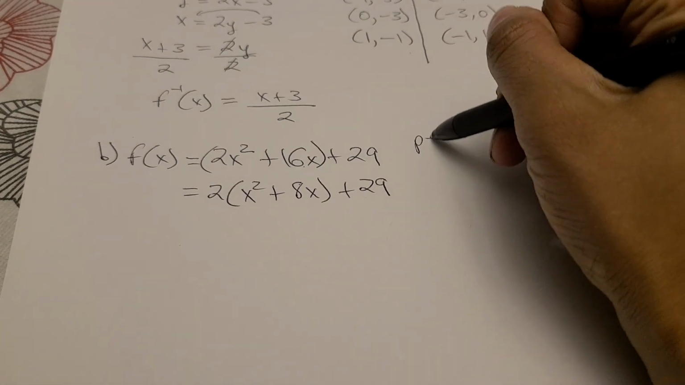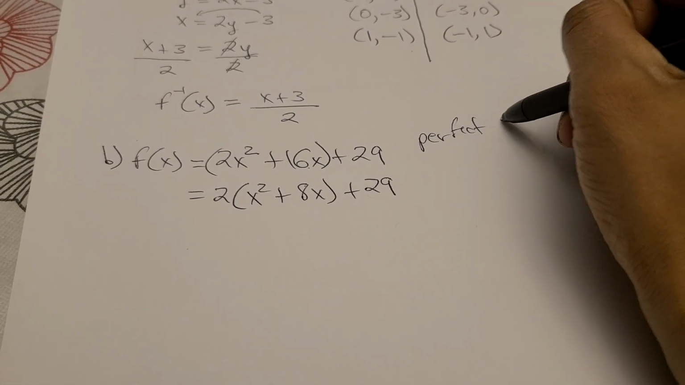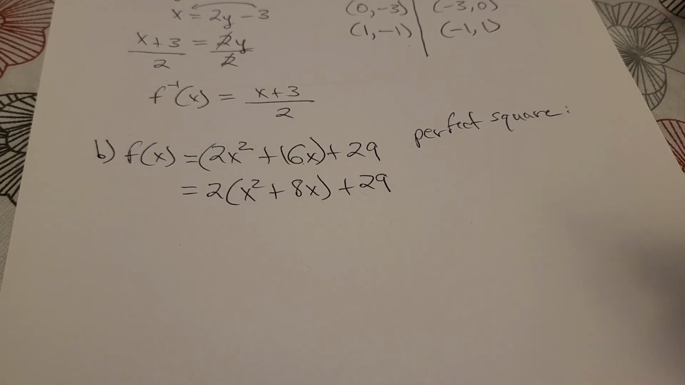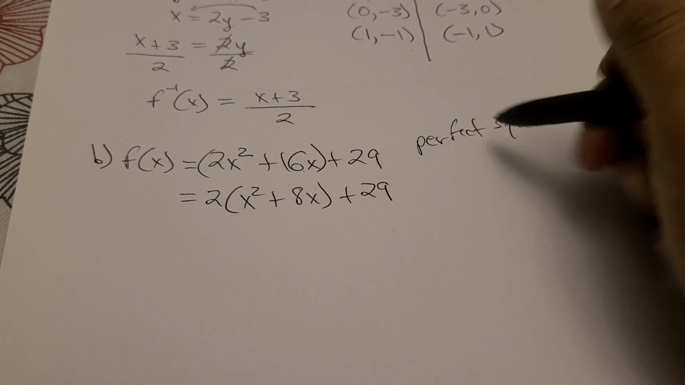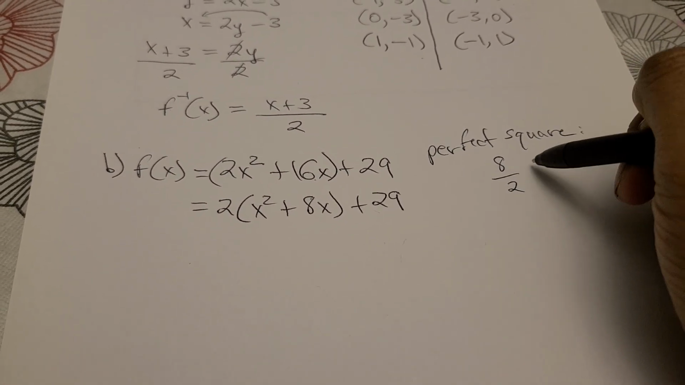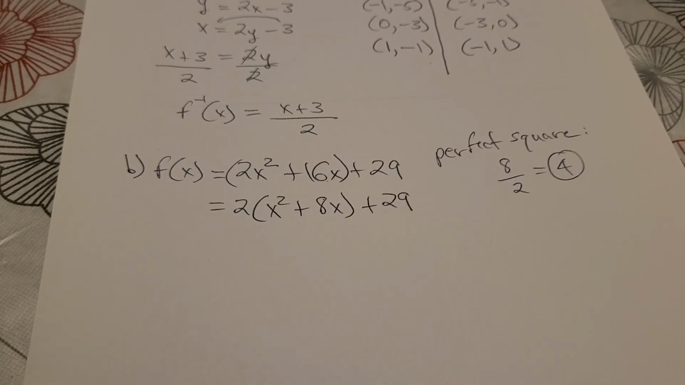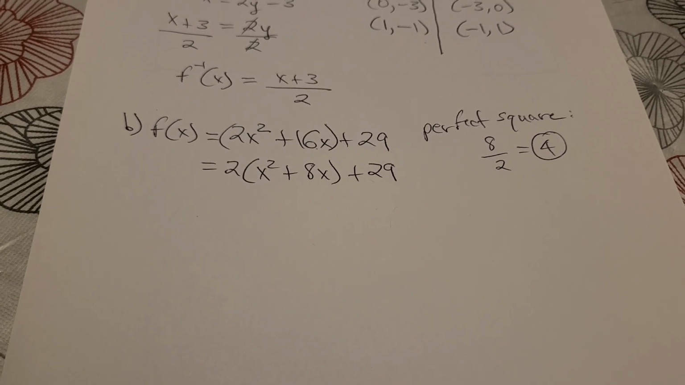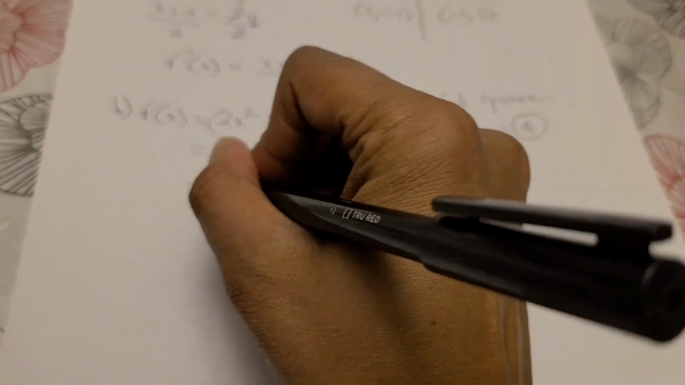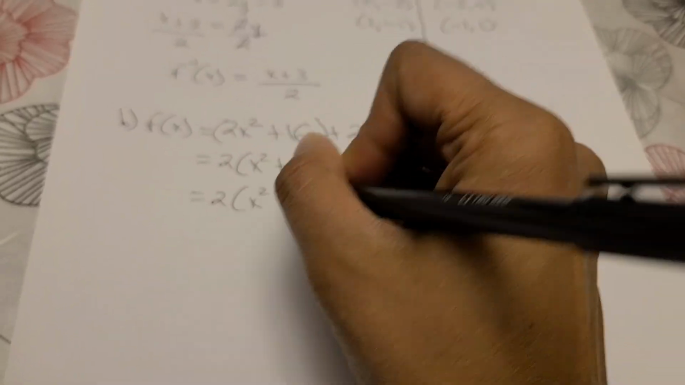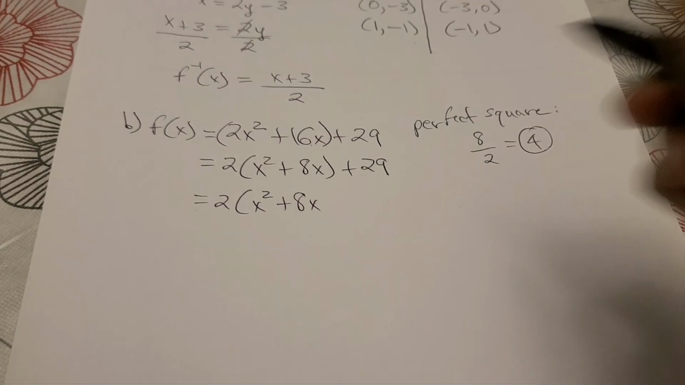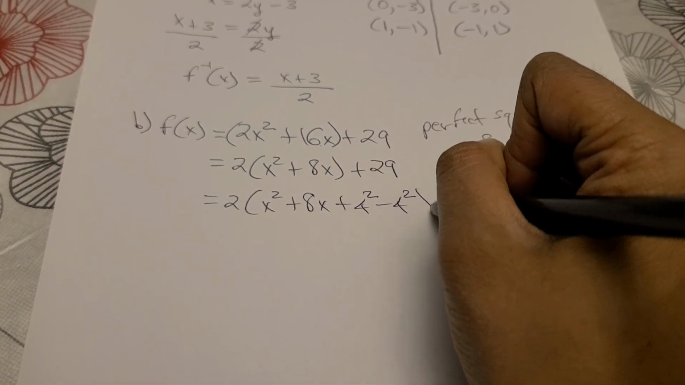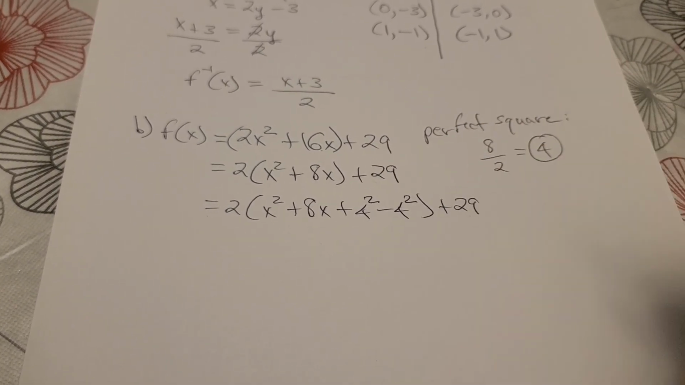So now, if I want to do my perfect square, you're going to take this number that's in front of the x, which is 8. Don't worry about the sign. You're going to divide it by 2. And the perfect square is equal to 4. Okay? So now you're going to, in the next step, add and subtract the perfect square. So I'm going to do x squared plus 8x plus 4 squared minus 4 squared plus 29.